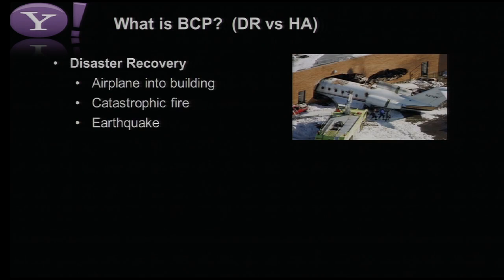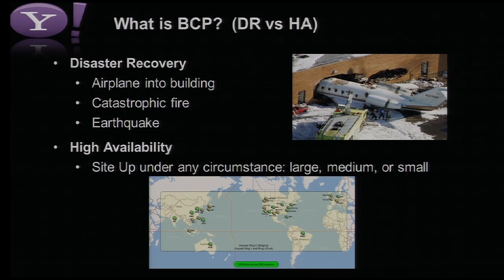There are really two styles, DR and HA. DR looks like this, airplane into data center. These things don't happen often. HA is a little different. It's site up under any circumstance, large, medium, or small. This is a deployment we did in 29 data centers, each one able to run independently.